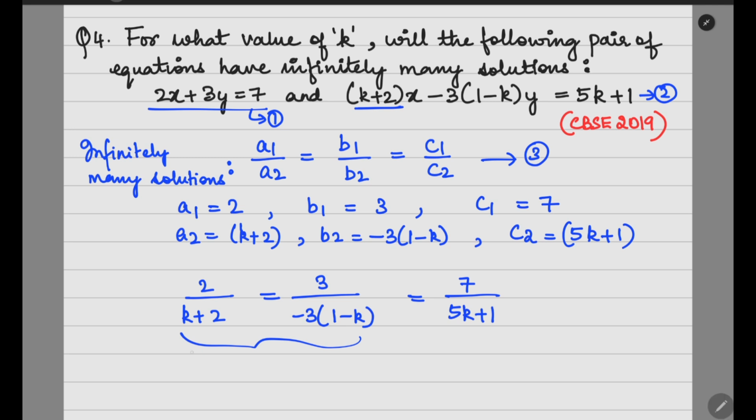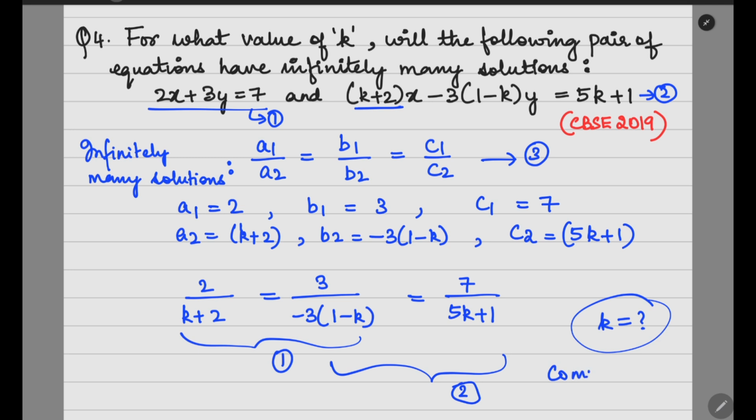Just solve the first two first, and this is the first thing that you have to do. Then solve the second and the third, this is the second thing that you have to do. Do solve both, and then you will get one common value of k. You have to find that k and comment what answer you got. That is the value of k for which these two linear equations have infinitely many solutions.